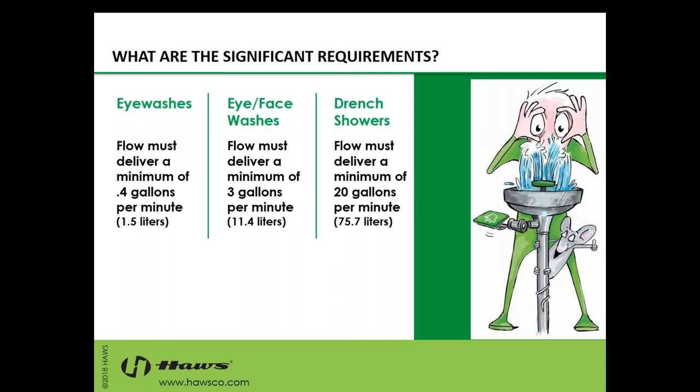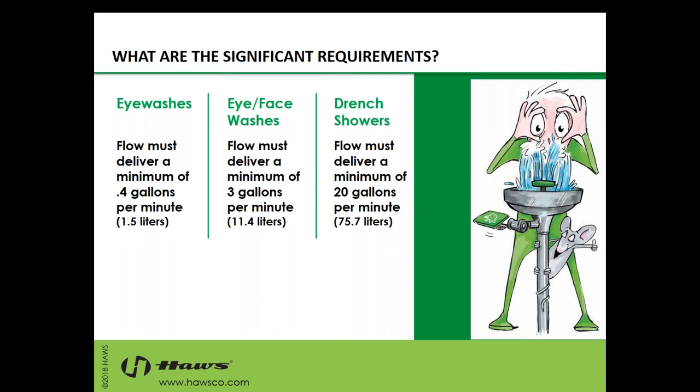And then a drench shower is 20 gallons per minute, which is a lot of water. Your typical household shower does about 2.1 GPM, gallons per minute. That 20 GPM is about an 850%-ish increase. And that's a lot of water that's going to go into your facility.